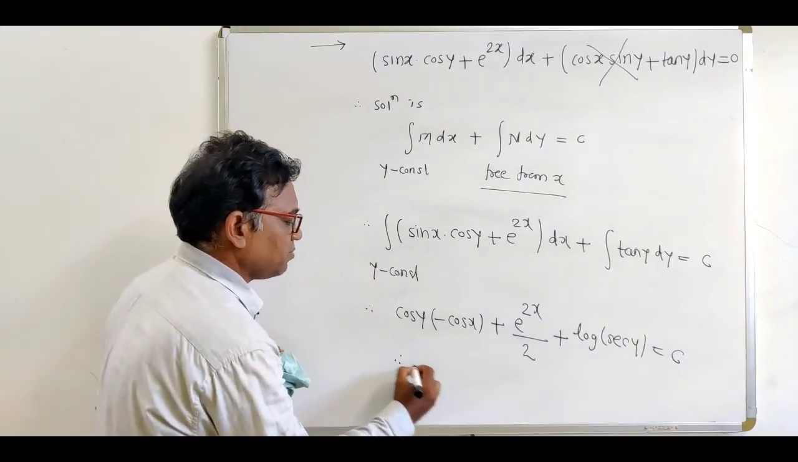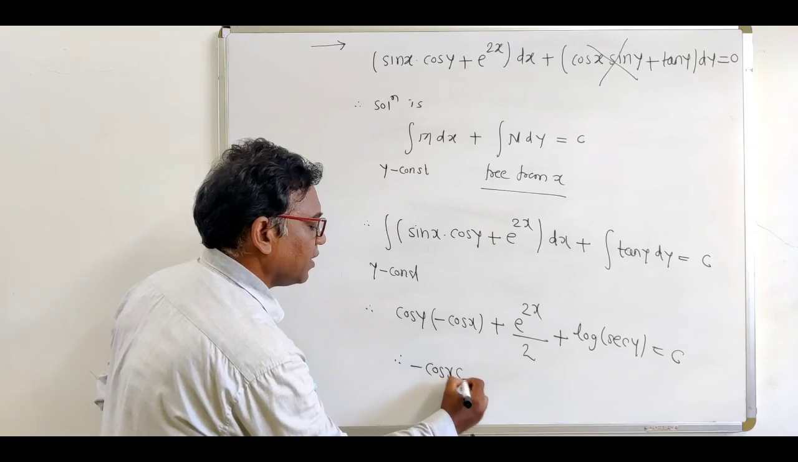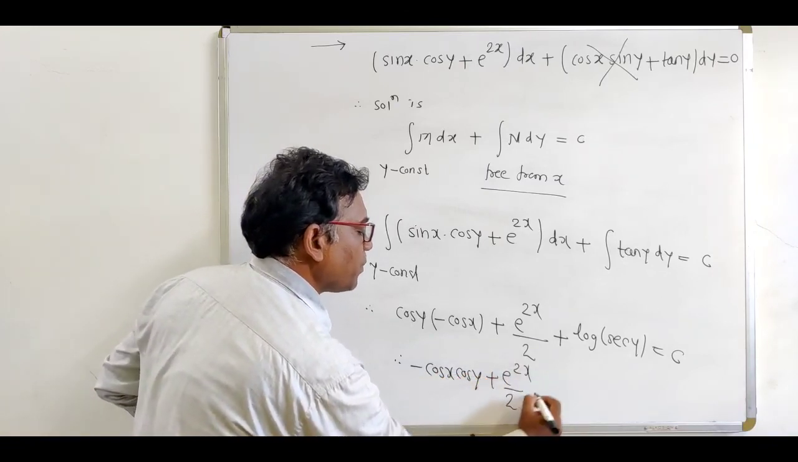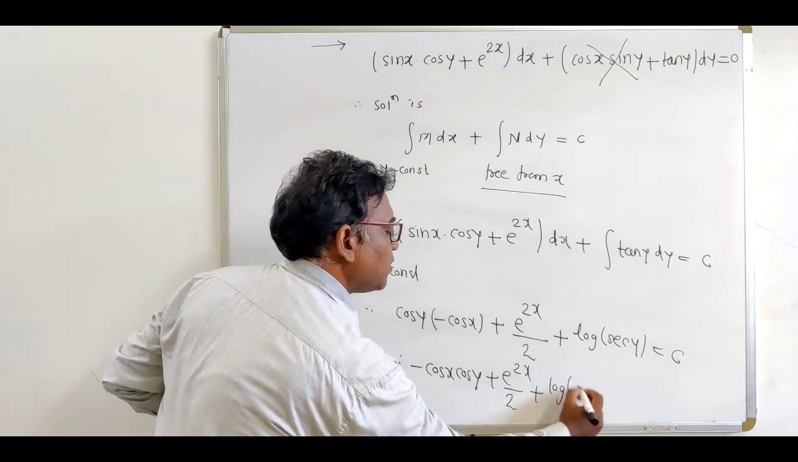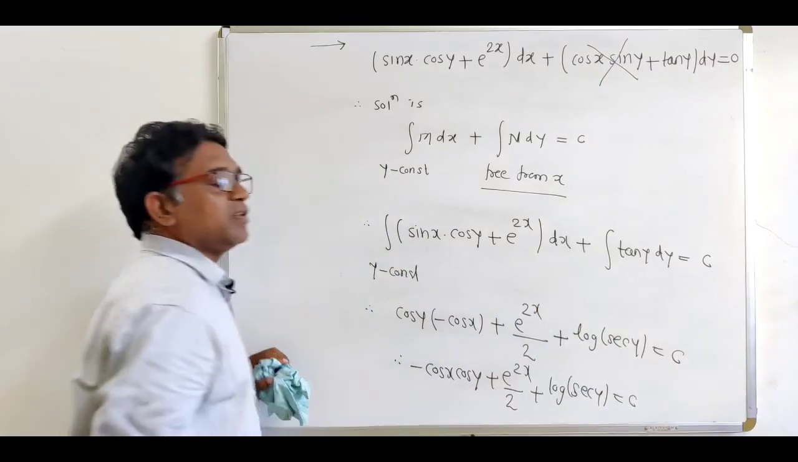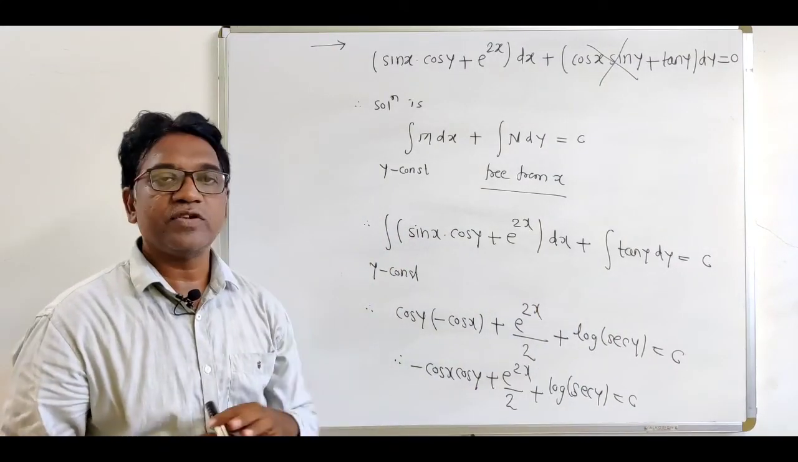So what is this? This is minus cos x into cos y plus e raised to 2x upon 2 plus log of sec y is equal to c. So this is the general solution for this differential equation.